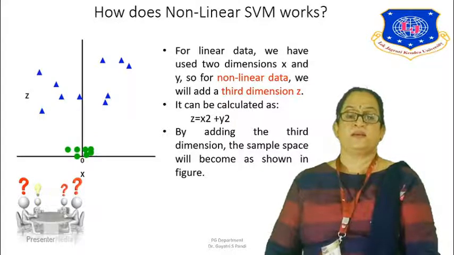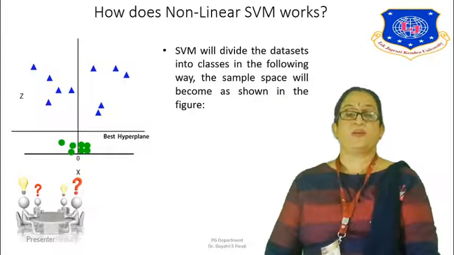There you can see Z, right, and you can see X. One of them will be hidden because we are trying to see it in a 2D plane. So we can separate this by using such a three-dimensional space. Let us see more about it. SVM will divide the data set into classes in the following way. Here you can see in the diagram, right? The green dots are separated separately, and the blue triangles are separated separately. The sample space becomes the form that is shown, and the best hyperplane is also shown here.